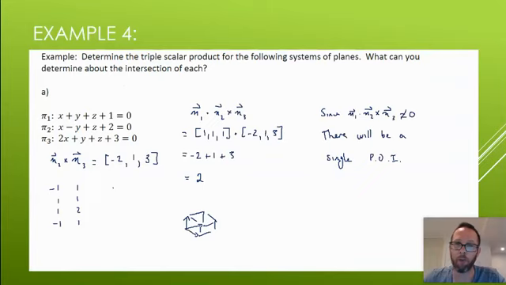Now, I'll just say one more thing about this example 4 here. What if we did get 0? What if we found out this was equal to 0? We know that if it's not 0, it's a single point of intersection. But what if it was 0?